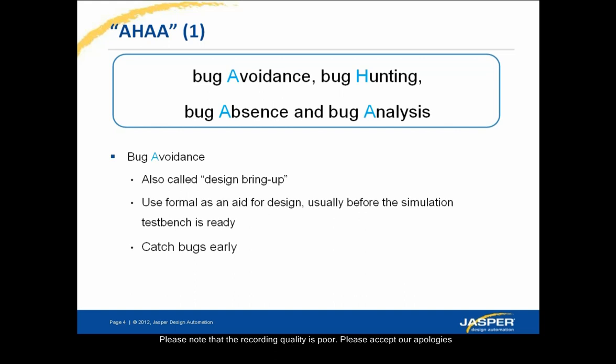Because if a designer finds a bug, it isn't actually a bug. It's just a piece of incomplete design. It's only a bug if a verification engineer finds it. And Formal is really good at this. Bug hunting early in the design process, catching bugs before they actually need to go into a system-level environment.